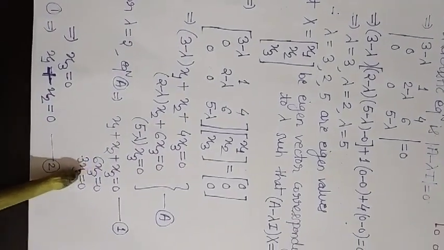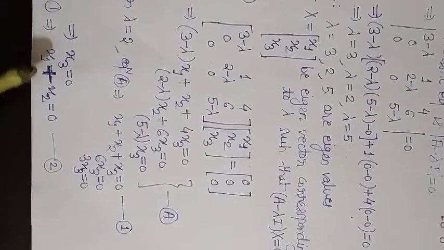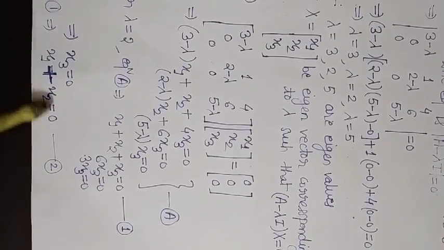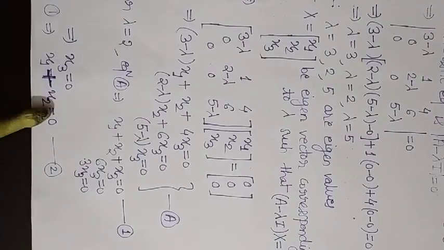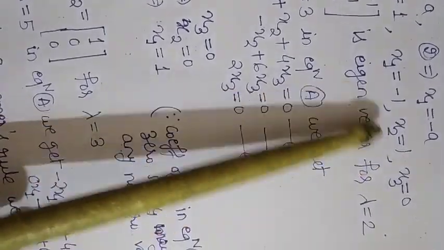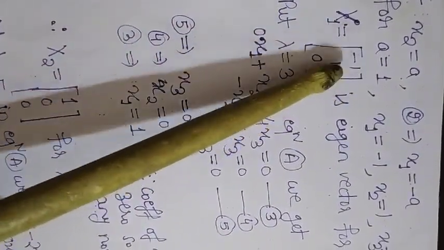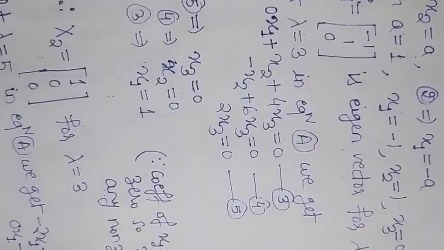Now from the last two equations, we get x3 as 0. So obviously x3 is 0, so x1 plus x2 is equal to 0. Now this is nothing but only one equation in two variables. So let us assign x2 as a, so you will get x1 as minus a. For a equal to 1, x1 will be minus 1, x2 is 1 and x3 is already 0. So we get the first eigenvector as (minus 1, 1, 0) for lambda equal to 2.